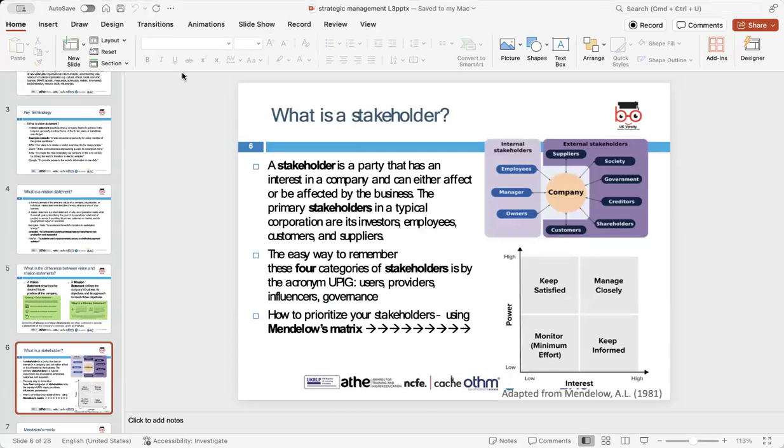Okay. So a stakeholder is any party that has an interest in the company and can either affect or be affected by the business. Stakeholders are divided into two main categories, internal and external. Internal stakeholders include employees, managers, and owners, while external stakeholders consist of customers, suppliers, creditors, government agencies, and society at large.